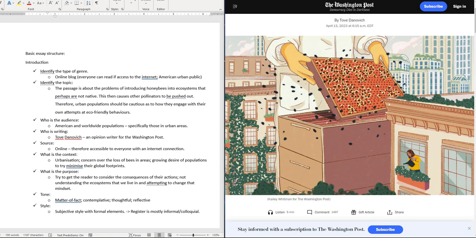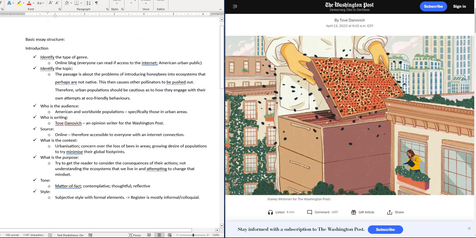So what I have done is I have created on my left a short Word document with the different elements that can be found on your tutorial 501 study guide pack, where they ask you to identify the type of genre, the topic, the audience, who's writing, the source, the context, the purpose, the tone, and the style.